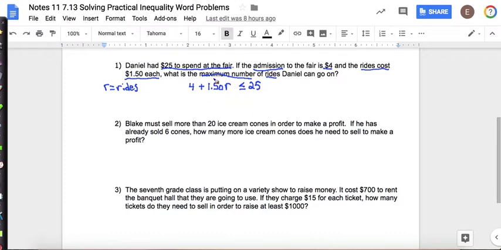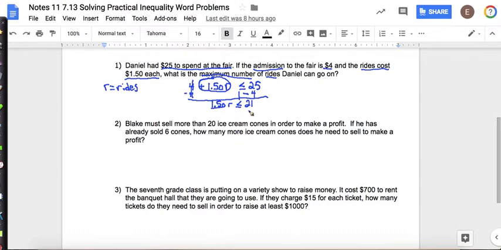So now circle your variable and draw your T, and make sure you're writing small because we don't have a lot of room to work with here. So we want to cancel out the 4 and get the letter by itself, so subtract 4 from both sides. The 4's cancel. Bring down your $1.50 R. Bring down your less than or equal symbol. And 25 minus 4 is 21.